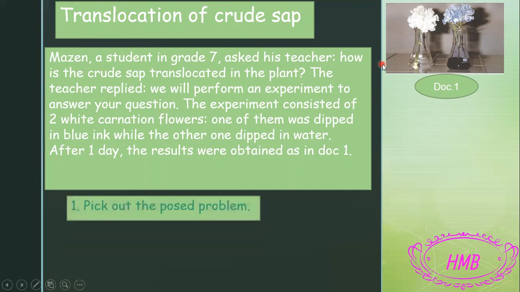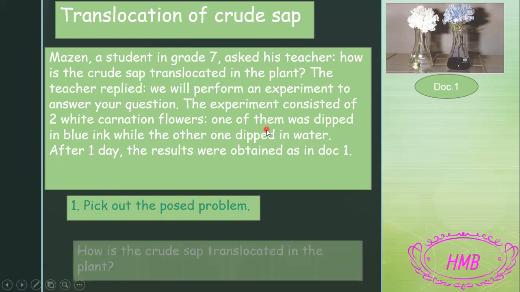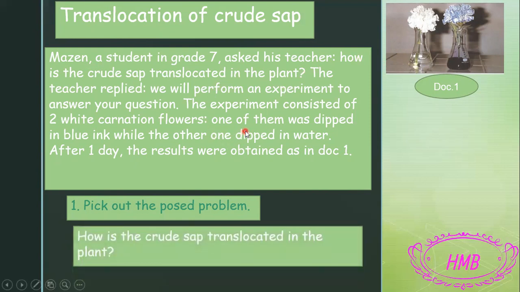The first question, pick out the problem posed. Now this is a new question which is about the problem posed. The problem posed means what was the question? What they ask in the paragraph. Okay, so as we read the paragraph, the question was in the first line or in the second line, when the student asked his teacher, how is the crude sap translocated in the plant? This was the problem posed, the question that the whole experiment talks about.